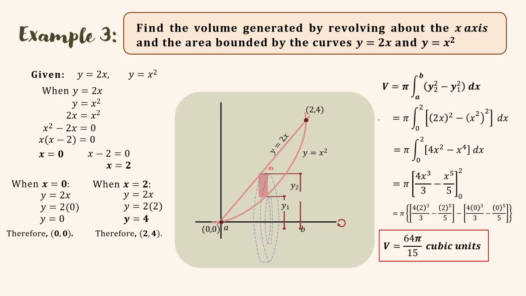So let's have problem number 1. Find the volume generated by revolving about the x-axis the area bounded by the curves y equals 2x and y equals x squared.